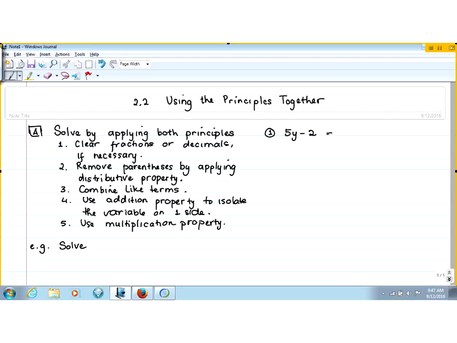5y minus 2 is 28 minus y. So, do I have parentheses or fractions or decimals? No, I just need to isolate the y's on one side. So which side do you want? Left side or right side? It doesn't matter. So you want the y on the left? Okay, so I'm going to move this negative 2. How? You add 2.